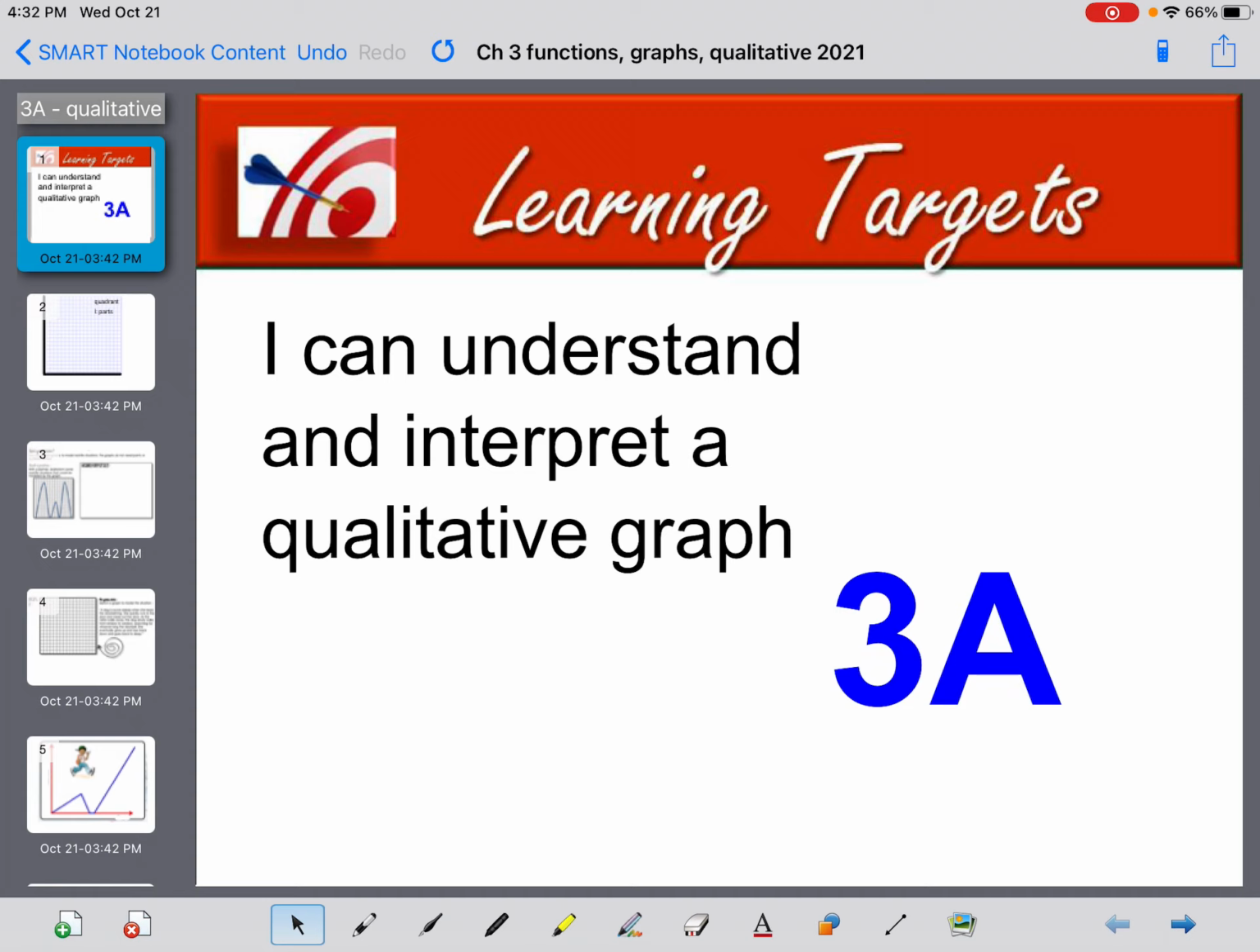We're starting with homework A, and our goal today is to be able to understand and interpret a qualitative graph. That's a mathy way of saying we just want to understand what a graph is telling us. If we're given a graph, can we read it and determine what it's telling us, right?